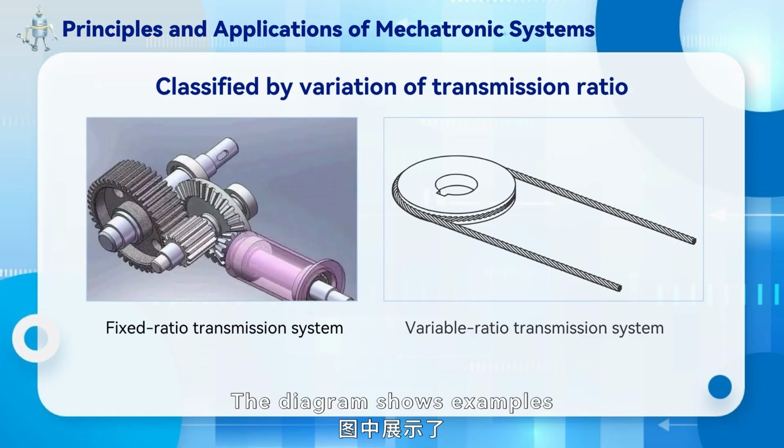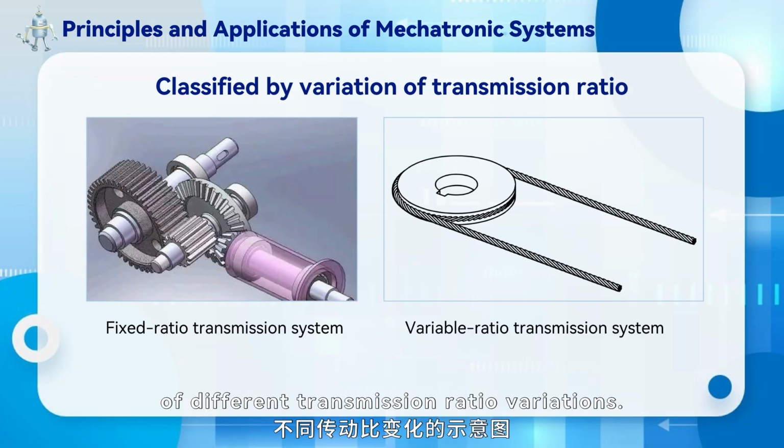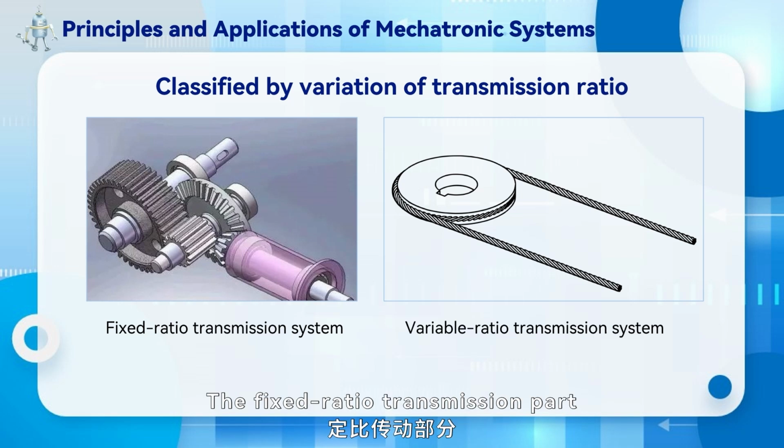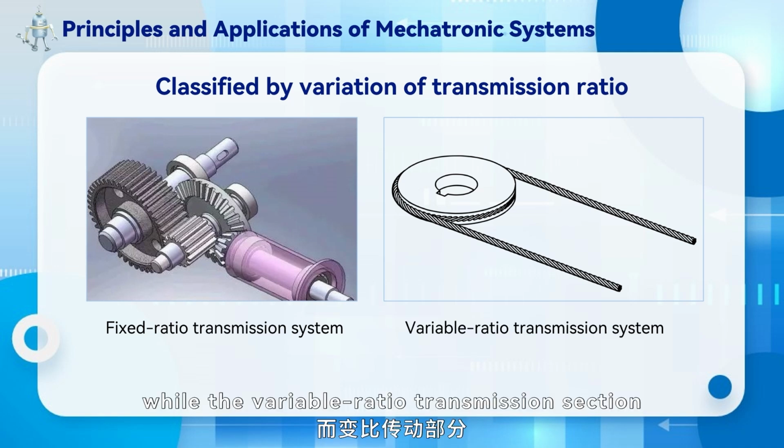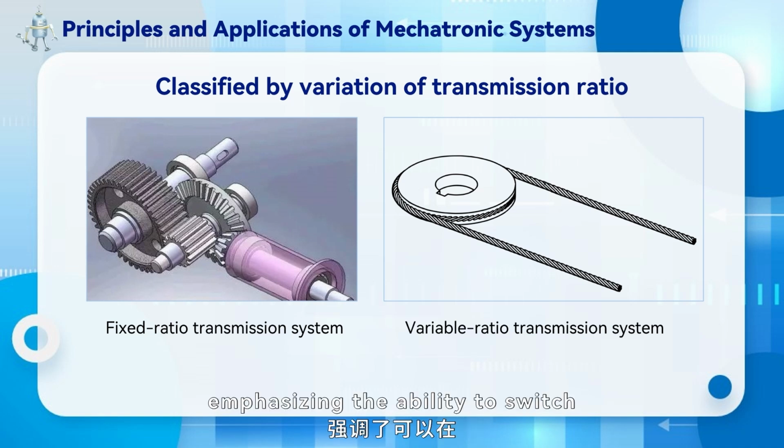The diagram shows examples of different transmission ratio variations. The fixed ratio transmission part illustrates a gear pair with a constant transmission ratio, while the variable ratio transmission section shows a gearbox, emphasizing the ability to switch between multiple gears to change the ratio.